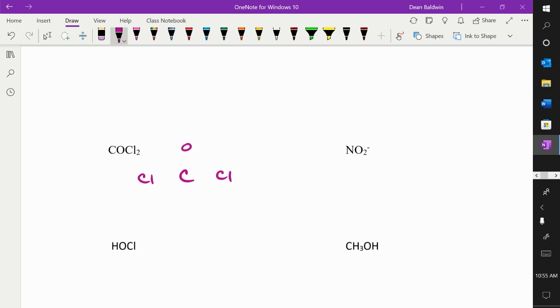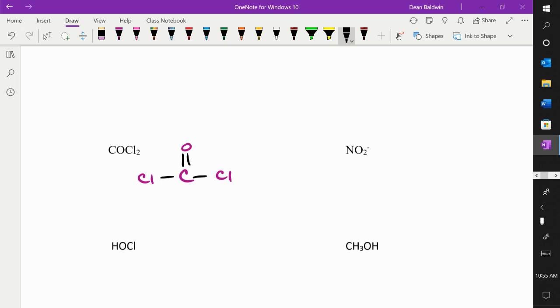Okay. Chlorine only wants to form 1 bond, so we're going to draw a bond in. Bond, bond. Okay. Oxygen wants to form 2, and carbon needs 4. So what's the bond between oxygen and carbon? It's a double bond.